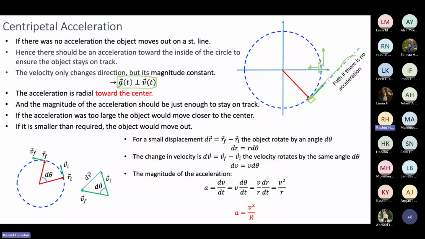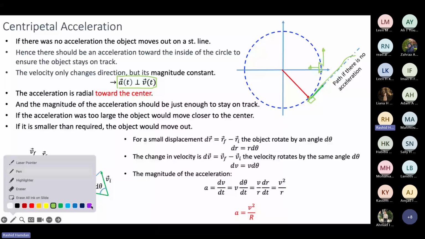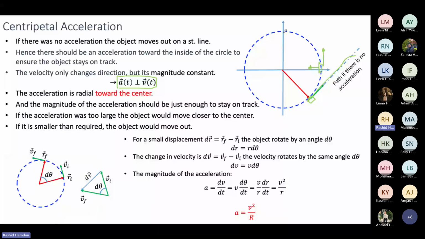So the acceleration is on the radial direction. And we've seen from the direction, it has to be to the inside. We were using purple to draw the acceleration. So the acceleration has to be pointing this way at any time. Also, the acceleration is not constant. The acceleration has different directions at different positions, but it is toward the center. So the centripetal acceleration, centripetal and toward the center. So to stay on track, there should be an acceleration that is toward the center of the circle.